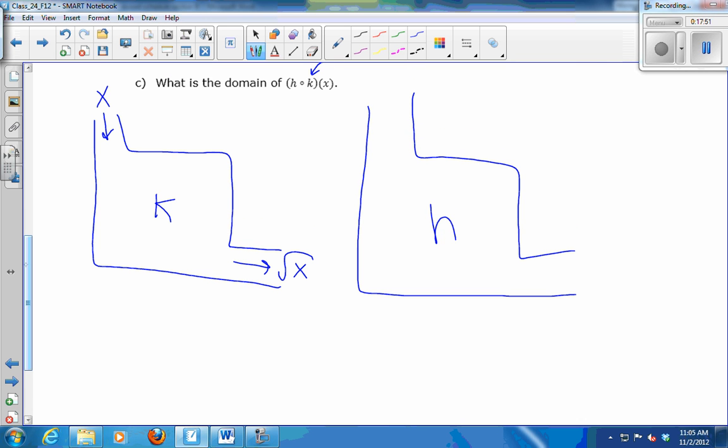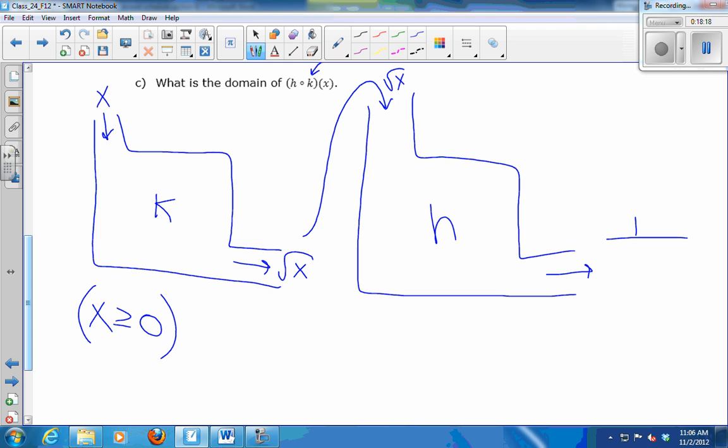All right, any restrictions on what can go into the k machine? I cannot put in negative numbers. Okay, so x has to be greater than or equal to 0 to go into this machine. Then I'm going to take the result from k, right, the square root of x, and feed that into h. And h is going to do 1 over whatever I feed in. So the square root of x minus 4. Are there any restrictions here? What are my restrictions on h?